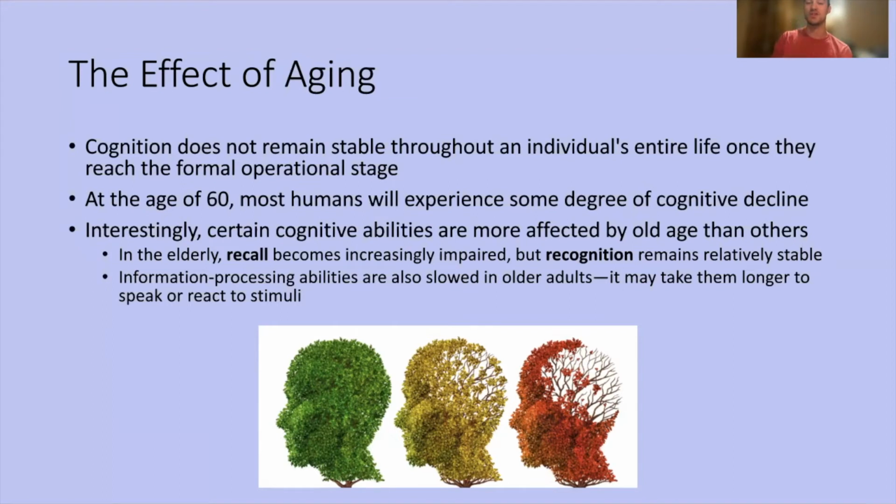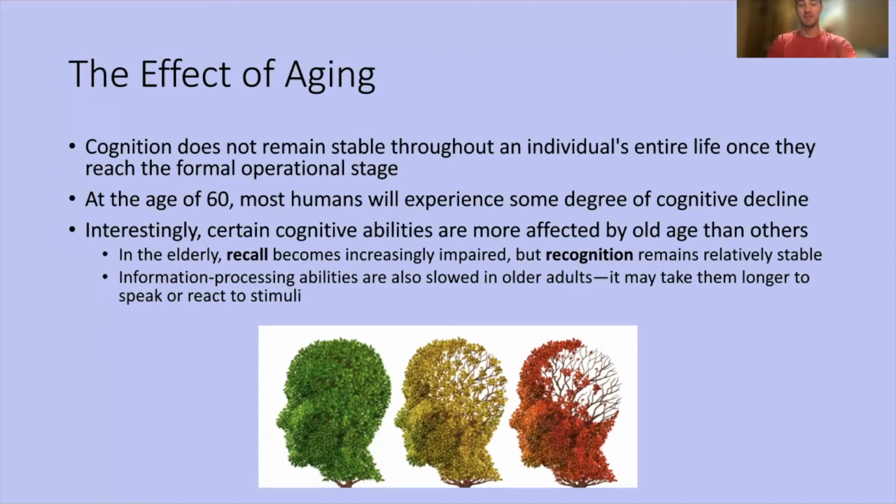But interestingly, certain cognitive abilities are more affected by old age than others. For example, recall becomes increasingly impaired, but recognition remains relatively stable. Recall is the ability to recall something from memory completely without a cue. Recognition is the ability to recognize something and identify it when you are presented with the cue. In recall, you have to pull that from your long-term memory without the cue. So recall becomes increasingly impaired, but recognition, from the studies, seems to remain relatively stable with age.